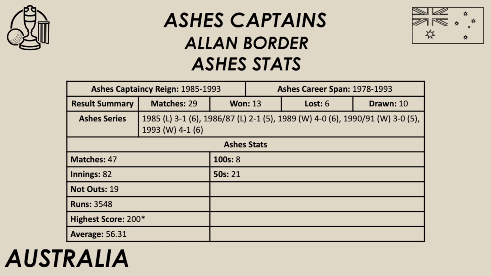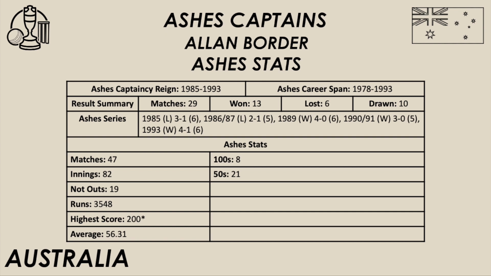His Ashes record was just like a mirror image of his Test record, scoring 3,548 runs at 56.31 with 8 centuries, a high score of 200 not out, in 47 Ashes Tests between 1978 and 1993. Border, who was a reluctant captain, took over an Australian team in the 1980s who was struggling badly and didn't win a Test series or a Test match for some time.